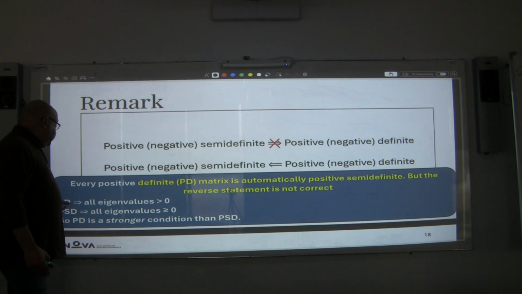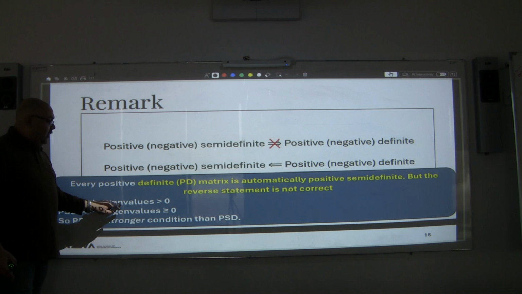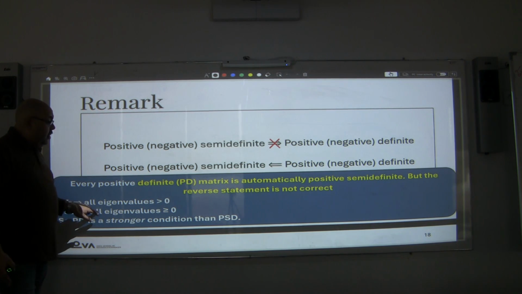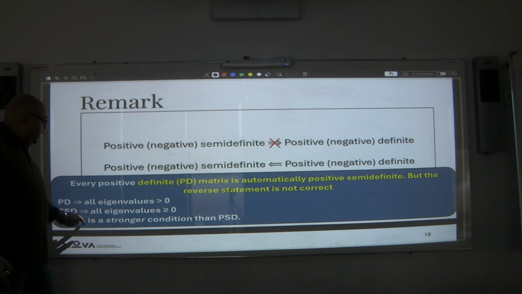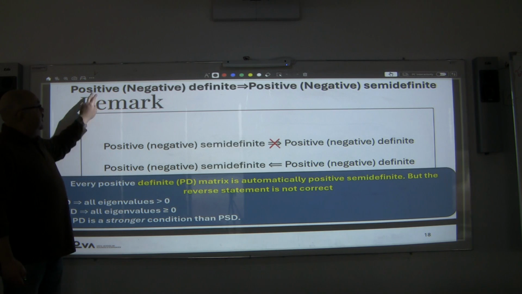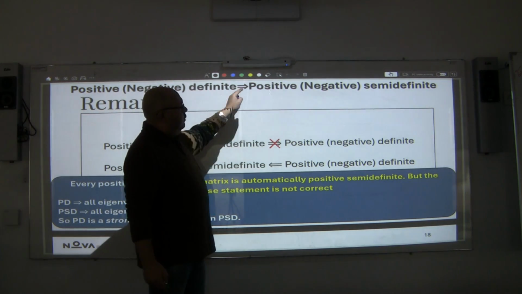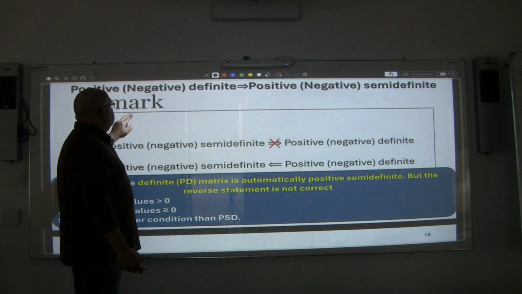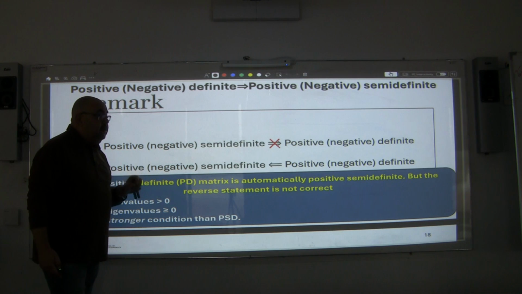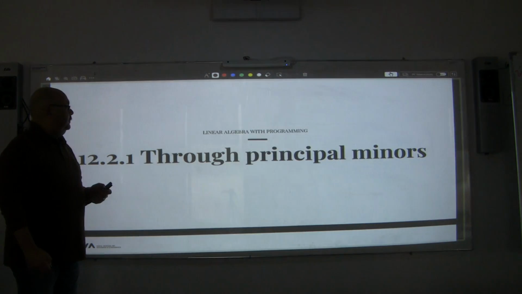This is simply because for positive definite, all eigenvalues of the quadratic form are going to be greater than 0. For positive semi-definite, you may have greater than or equal to 0. Some of the eigenvalues will be greater than 0, and the others will be zeros, as we will see down the road. And so PD is a stronger condition than positive semi-definite. We can say that positive definite implies positive semi-definite, or negative definite implies negative semi-definite. And this is the remark for this slide.